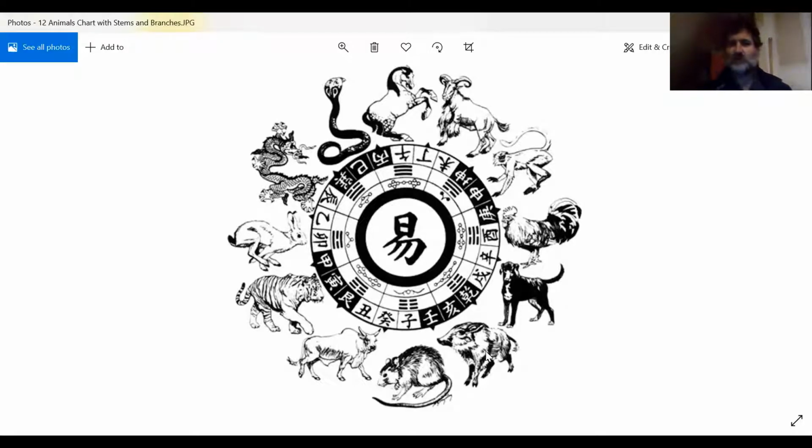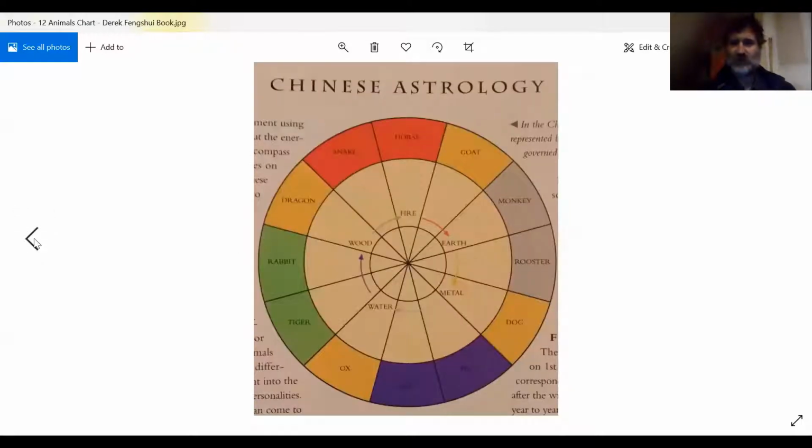We're going to look at each of these just briefly to give a quick gestalt on what these animals mean. And then when we do your natal reading and look at what your animals are, we'll look at them in greater detail, as well as how they relate to the heavenly stems. Let me go back to this chart.